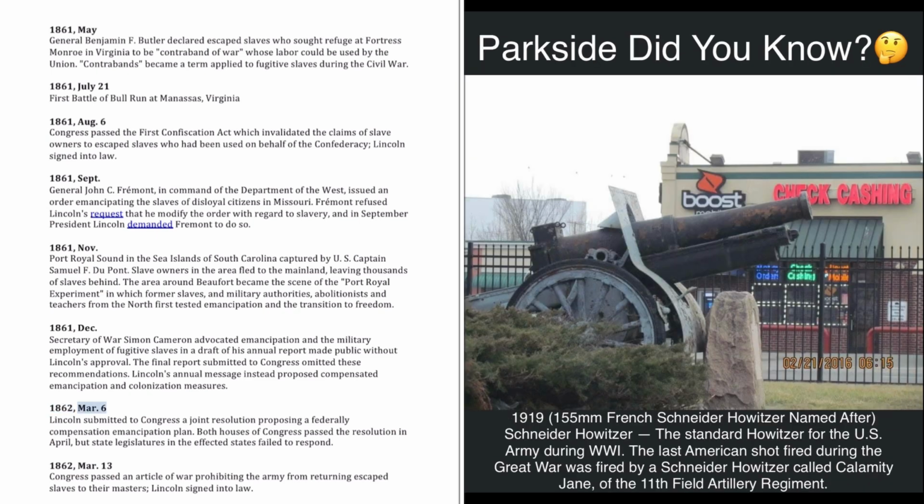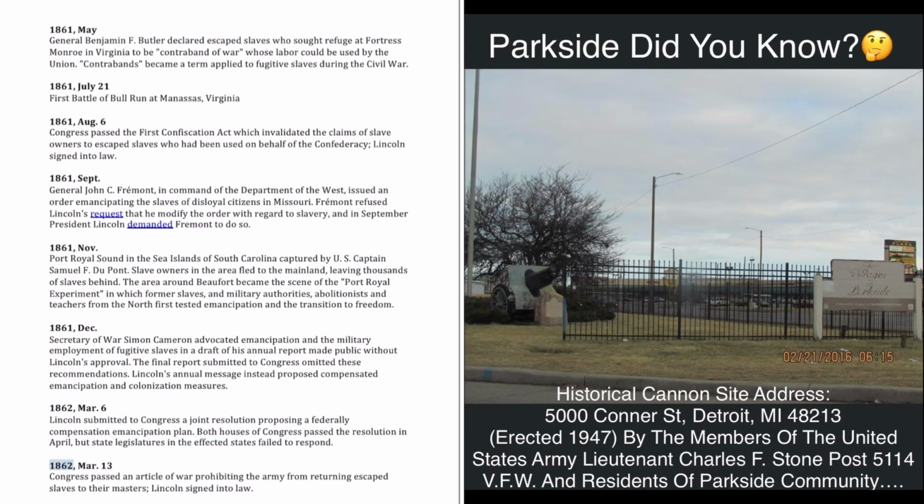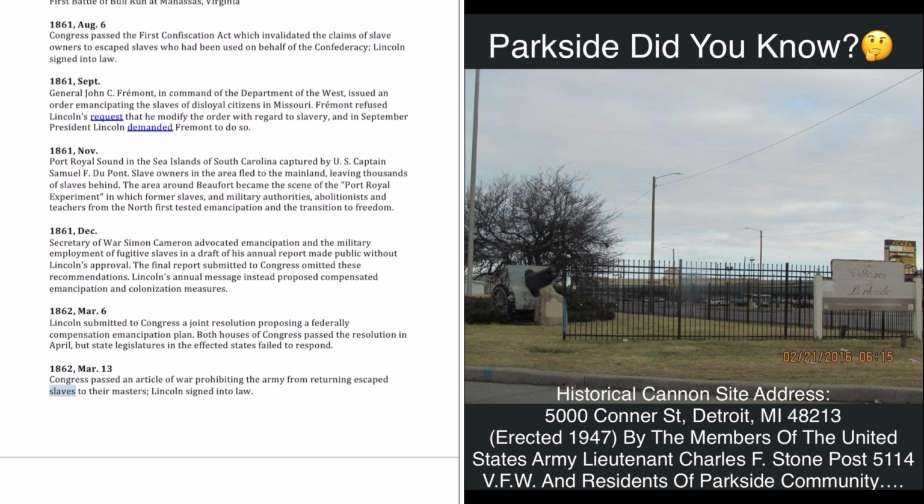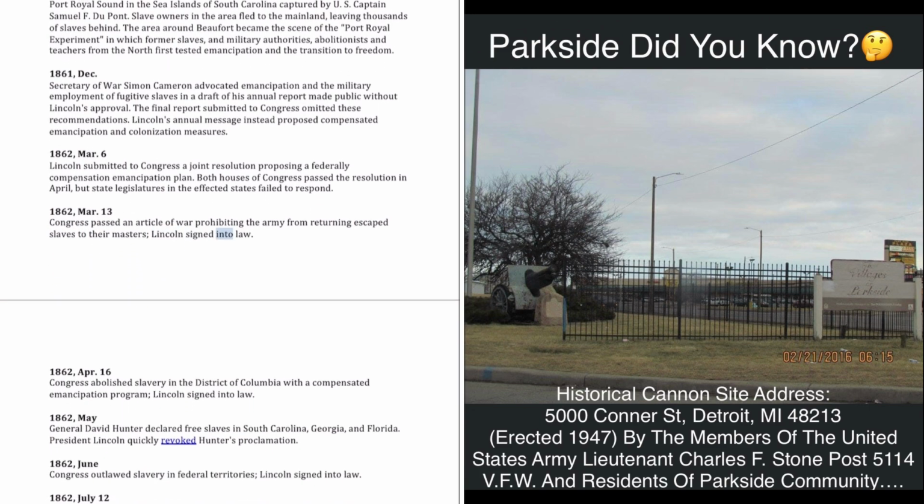1862, March 6. Lincoln submitted to Congress a joint resolution proposing a federally compensated emancipation plan. Both houses of Congress passed the resolution in April, but state legislatures in the affected states failed to respond. 1862, March 13th. Congress passed an article of war prohibiting the Army from returning escaped slaves to their masters. Lincoln signed into law.